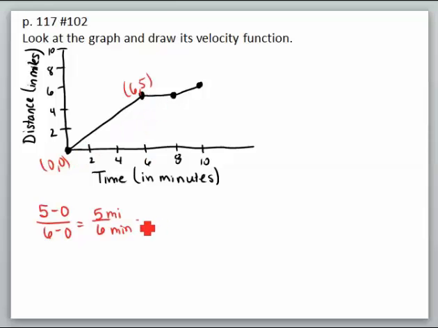Now, we don't really travel in miles per minute, so let's change this to miles per hour. Well, in order to change this to be 1 hour, I would be multiplying this times 10, because that would give me 60 minutes, which is 1 hour. So I'll multiply this by 10, and I'll get 50 miles per hour. Now, that's something that we can relate to a little bit better than 5 miles every 6 minutes.